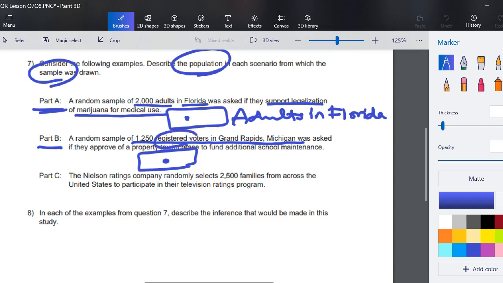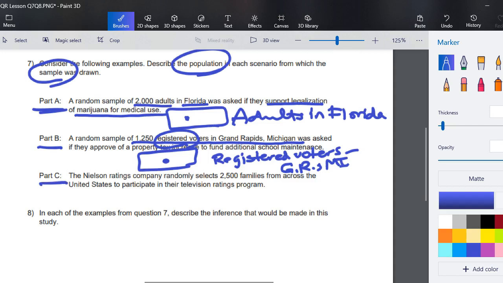We need to note that we have registered voters. There may be people eligible to vote, but we specifically are talking to those who are registered voters. And specifically, where are they? Are they the entire state of Michigan, or are they the ones who are in Grand Rapids, Michigan?